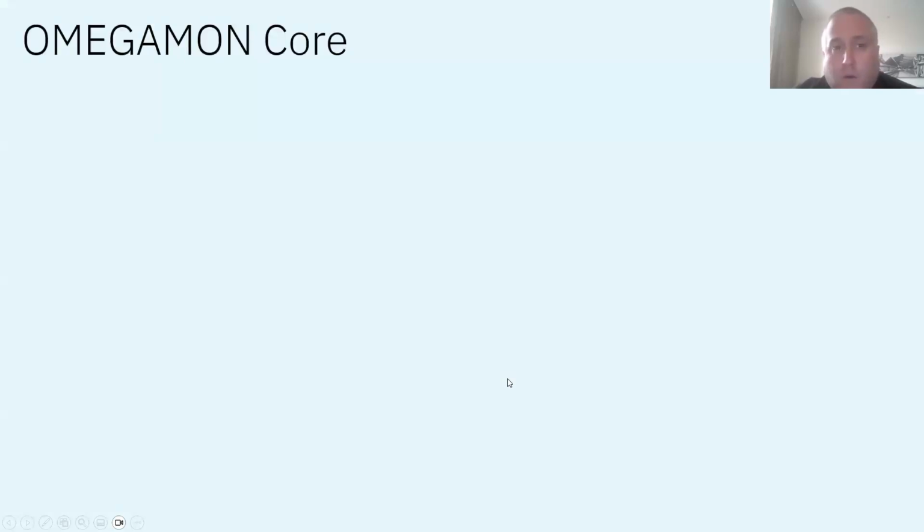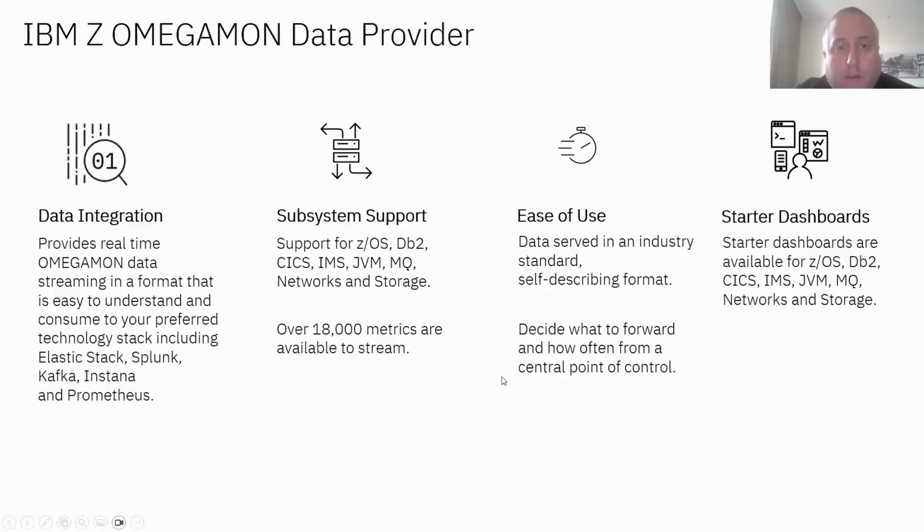So let's start with a lot of the core enhancements that we've done with the OMEGAMON. So the first one that we covered pretty deep in the last session is OMEGAMON Data Provider. And this is our way to stream all of the 18,000 metrics that we generate from OMEGAMON to a variety of enterprise observability solutions. So it could be Elasticsearch, Splunk, Kafka, Grafana, a number of different ways that we can stream all of the data. Dynatrace is another one that we always get questions on. And we can do this across all of the different subsystems that we support.